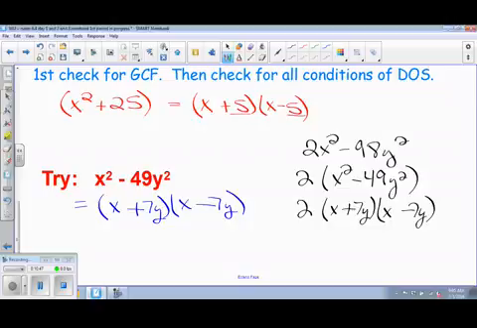Any questions? If you try to check that, if I wanted to check it, we have 3 things to multiply together. So you multiply the first 2. So that's 2x plus 14y.